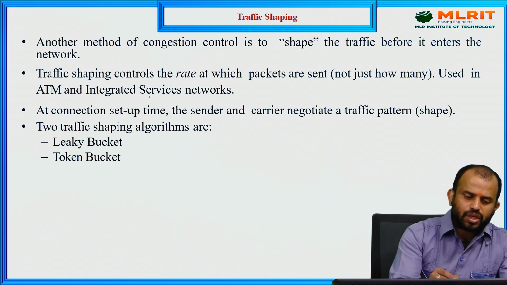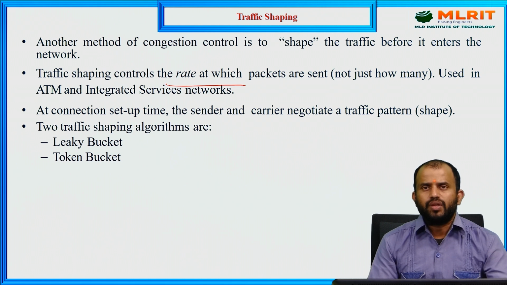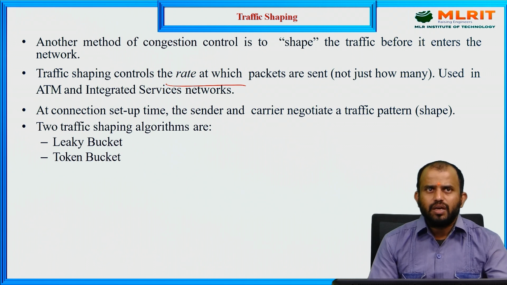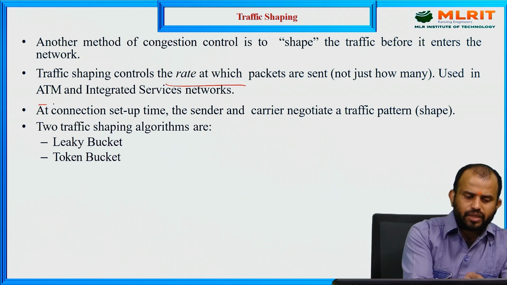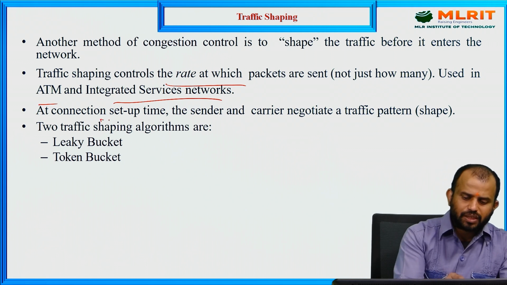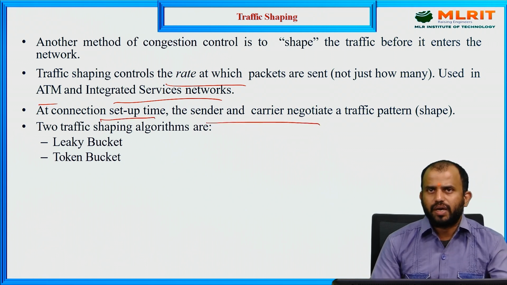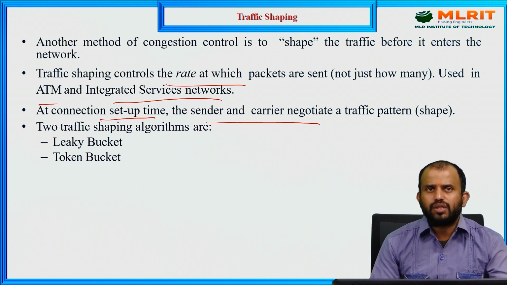So traffic shaping can control the rate at which data should be transmitted, because we have to control the data rate value, either increasing or decreasing it before it is transmitted. This is generally used in ATM or integrated services networks. So at connection time, which means setup time, the sender and carrier should negotiate the traffic pattern. We have to adjust the traffic density value based upon how we control the data rate value. So we have to negotiate the traffic pattern between the sender and the carrier.